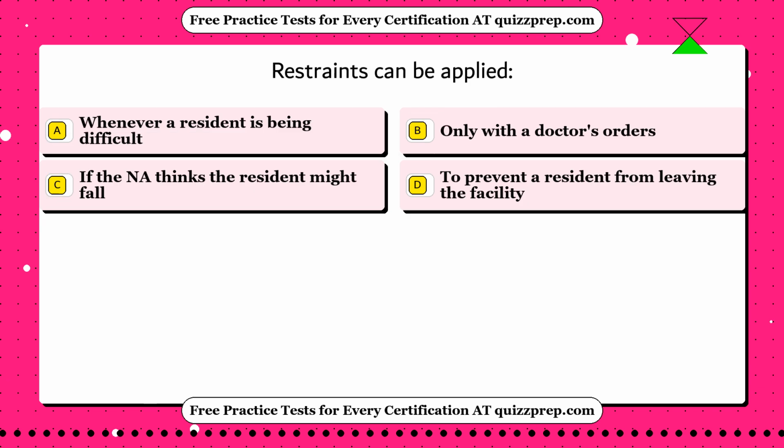Question 66. Restraints can be applied: Option A. Whenever a resident is being difficult. Option B. Only with a doctor's orders. Option C. If the NNAAP thinks the resident might fall. Option D. To prevent a resident from leaving the facility.